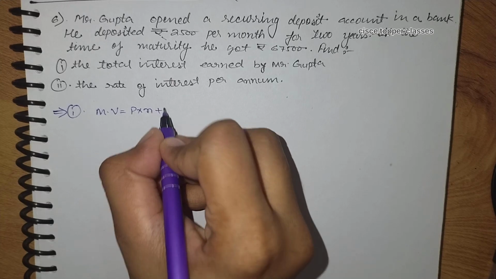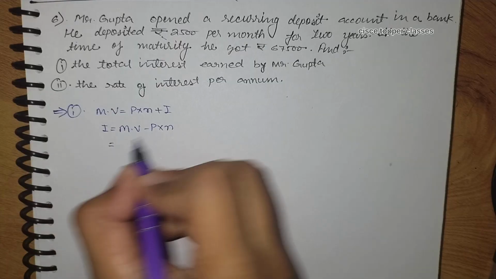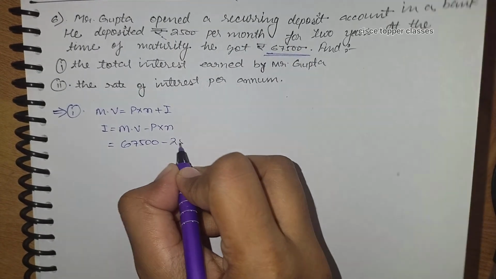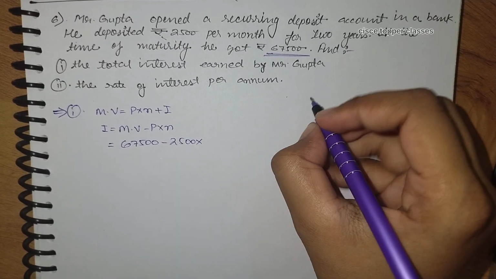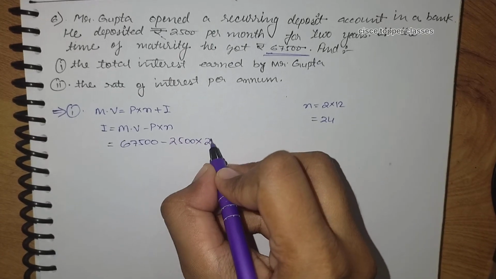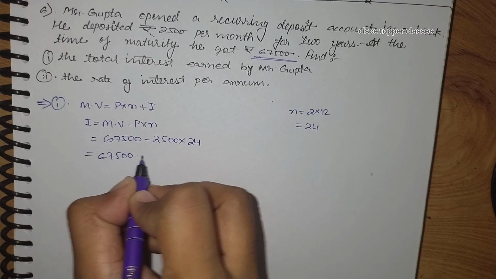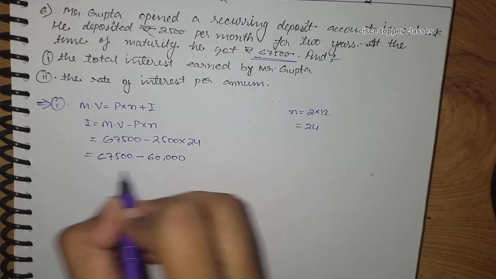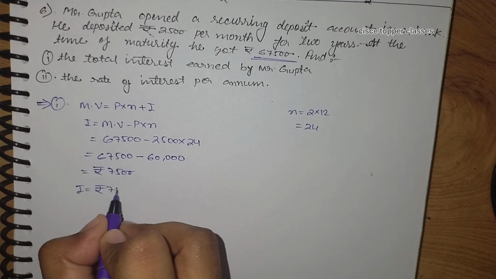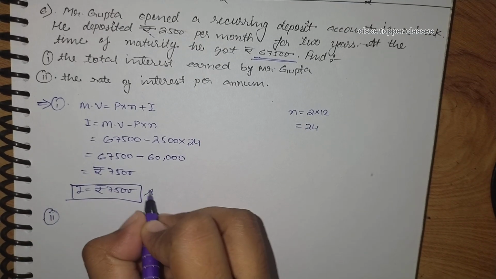P into n number of months plus interest. So interest will be matured value minus principal into n. Matured value is given to us as 67,500 and principal value is 2,500 into number of months. This will be 2 into 12. 2 years it is, so this will be 24 here. So multiplied by 24. On solving here, this will be 67,500 minus 60,000. So the answer will be 7,500 is the value of interest in this question. So this is the interest earned by Mr. Gupta. This is the answer of the first part of question number 6.